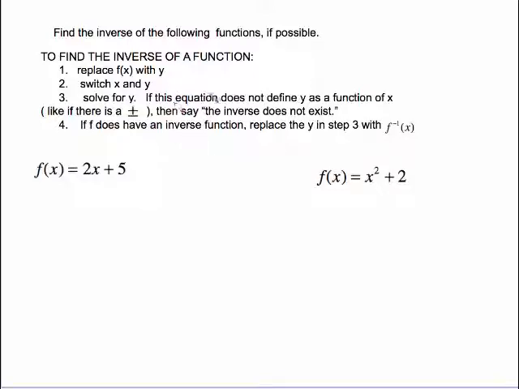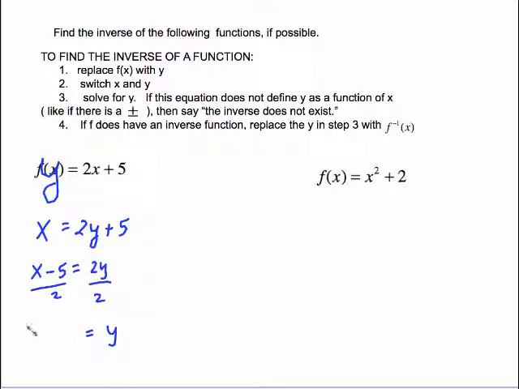Now, the steps to find the inverse of a function when you're dealing with an equation like these. Number one, you replace f of x with y. So instead of f of x right here, I'm just going to put y. You switch your x and your y. Remember, to find the inverse, we switch the x and the y. So x comes over here, y will come over here. And then we rewrite this equation right here so that the y stands alone. So subtract 5 from both sides, divide both sides by 2, and this is our inverse.